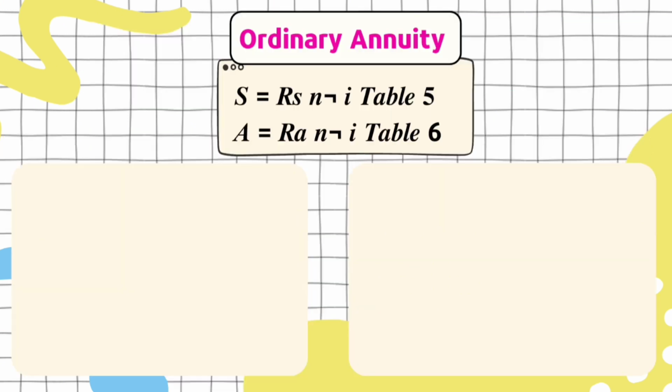Among the three classifications of simple annuity, we will focus on ordinary annuity. In solving ordinary annuity problems, we will use this formula. S is equals to R s angle n at i if we're going to solve the amount, and the table of values we will use is Table 5. And A is equals to R a angle n at i if we're going to solve the present value, and the table of values we will use is Table 6.